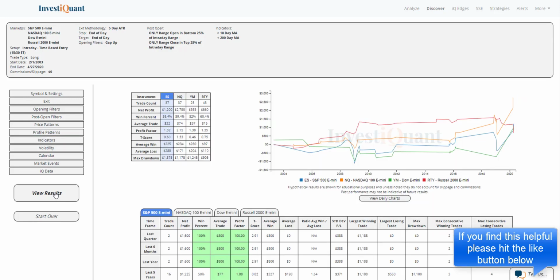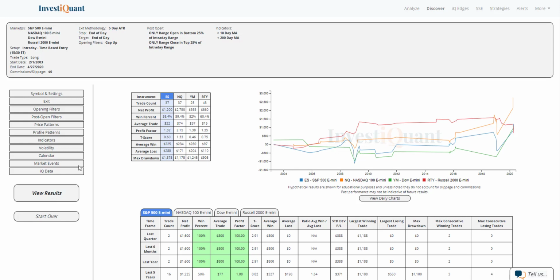And here we go. These are the results for gapping up and then opening in the bottom quarter of the range, closing in the top quarter of the range at 3:30 p.m. Eastern Time. So at 3:30 you are trading in the top quartile of the range and you are above a 10-day moving average but below the 200-day moving average.